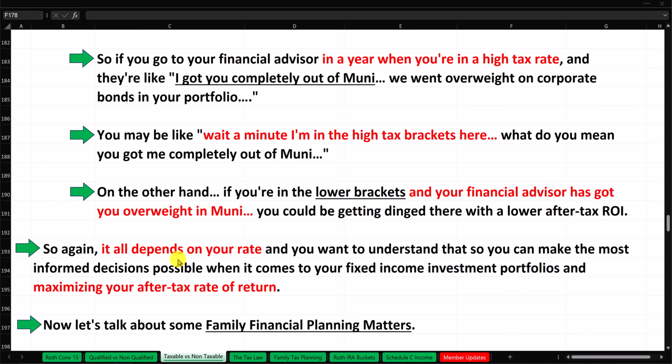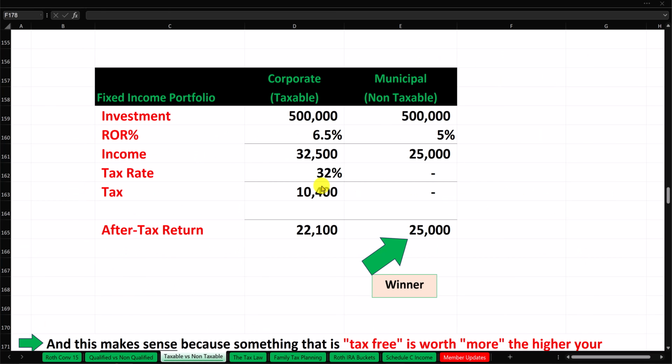So again, it all depends on your tax rate. And just to be completely clear, it's going to be based on your tax rate in combination with the spread between the rate of return on the non-taxable income stream and the rate of return on the taxable income stream, right?